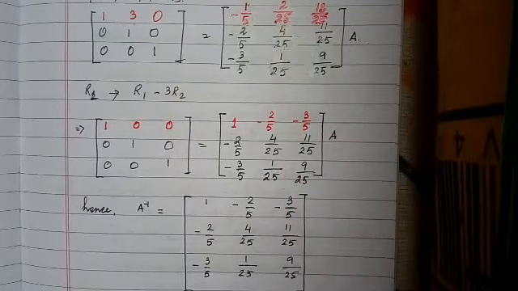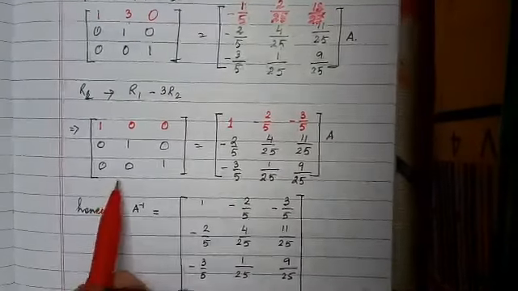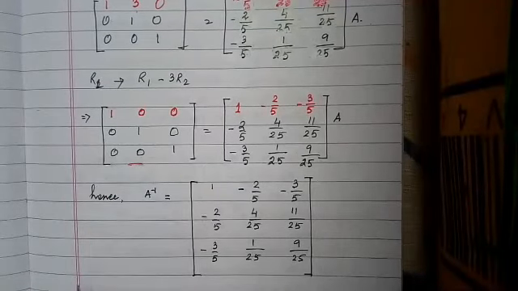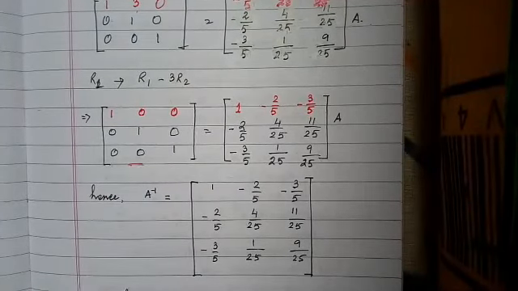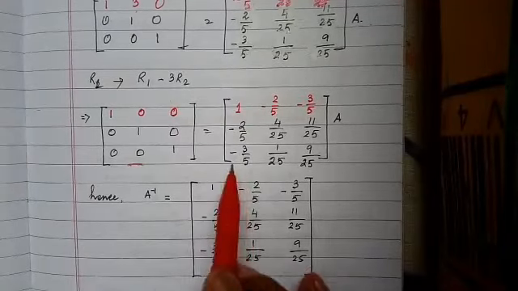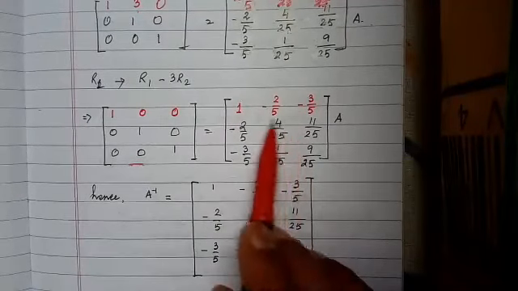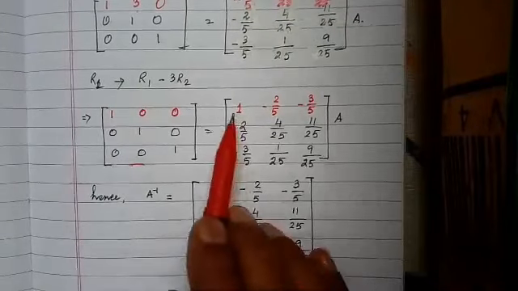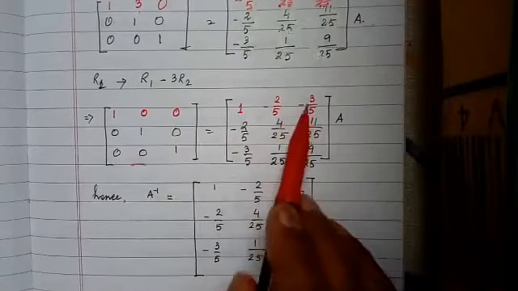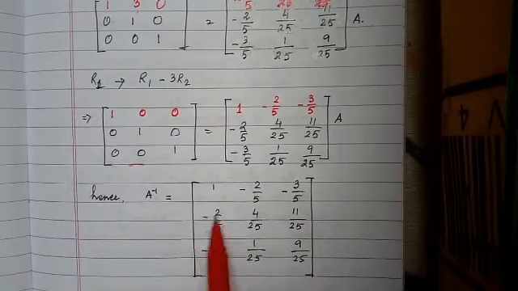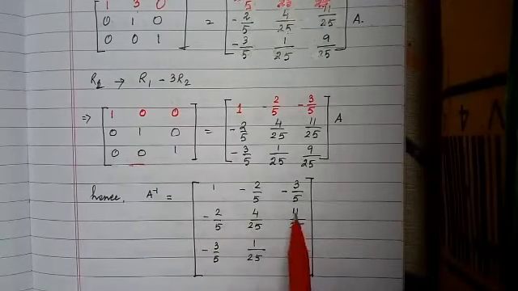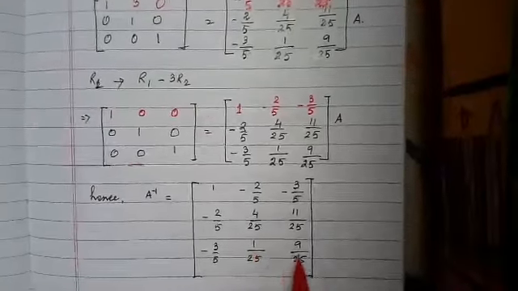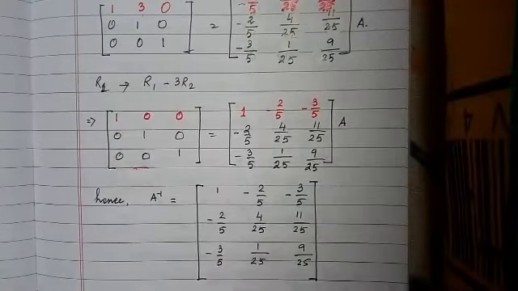So as this has been converted into the identity matrix of order 3, obviously the identity matrix has gradually been converted to this, which we call A inverse. Therefore A inverse is equal to 1, minus 2 by 5, minus 3 by 5; minus 2 by 5, 4 by 25, 11 by 25; minus 3 by 5, 1 by 25, 9 by 25. So this is A inverse.